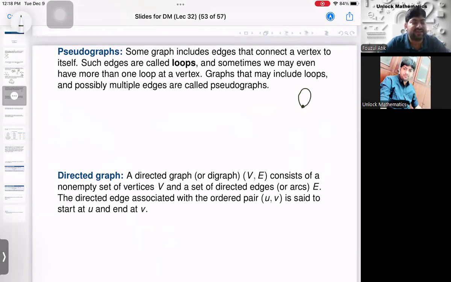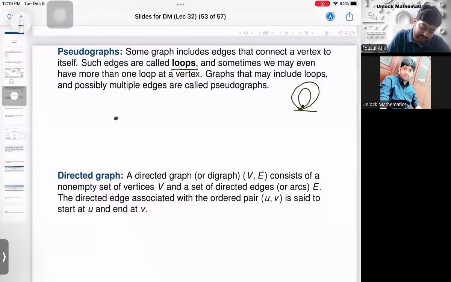like a loop. Such edges are called loops. Yes, it looks like a loop. So this kind of edge you call a loop. And sometimes we may even have more than one loop at a vertex. Yes, it is possible that a single vertex may have multiple loops. A graph that may include loops and possibly multiple edges is called a pseudograph.